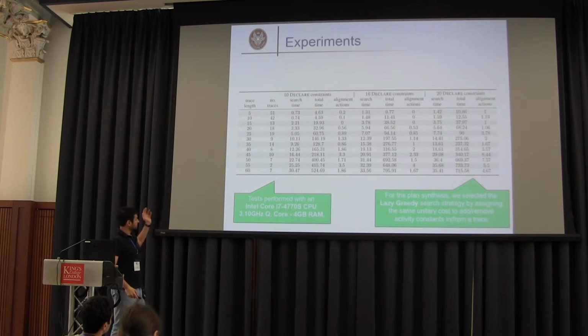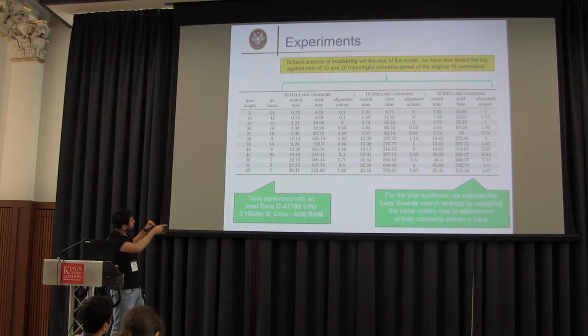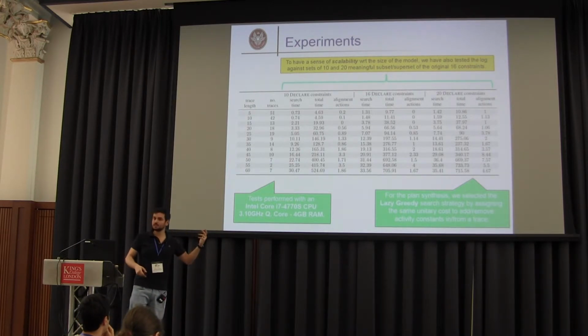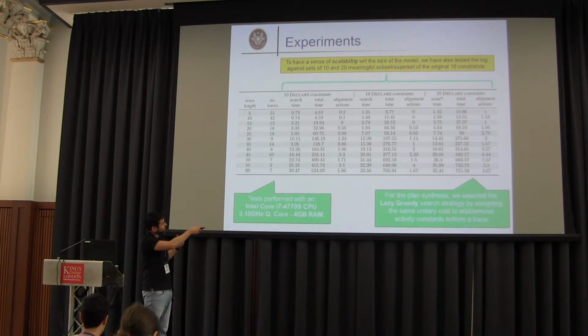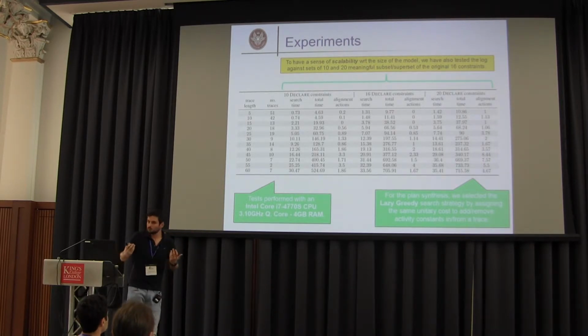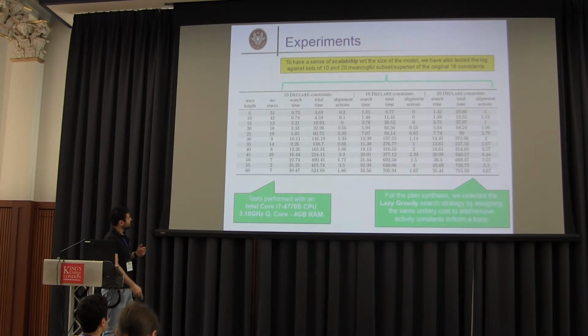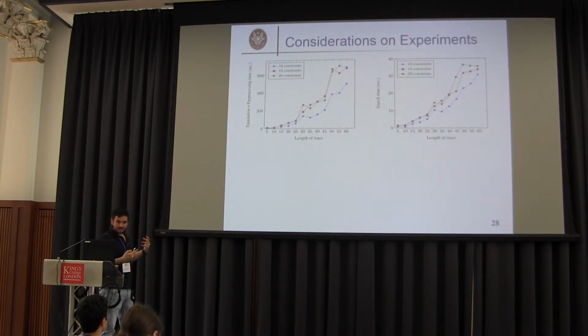In our experiment, we also try to study the scalability with respect to the size of the model. So the original declarative model contained 16 declarative constraints, and we synthesized more declarative constraints to see how good the planner is at solving the trace alignment problem. Again, I have no time to discuss the results.